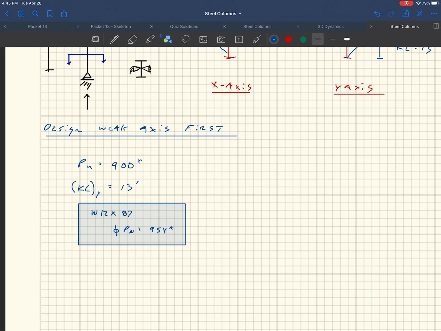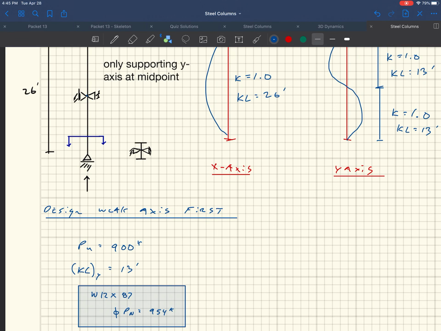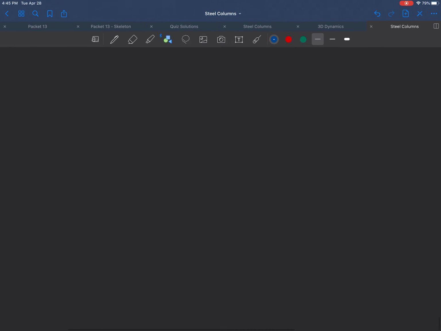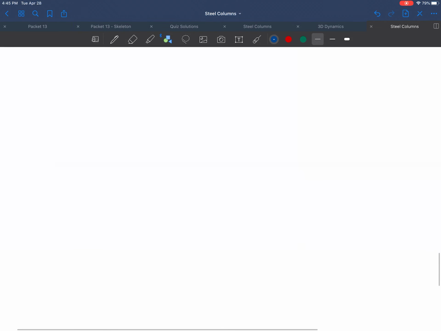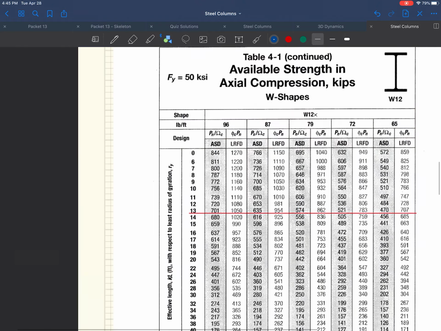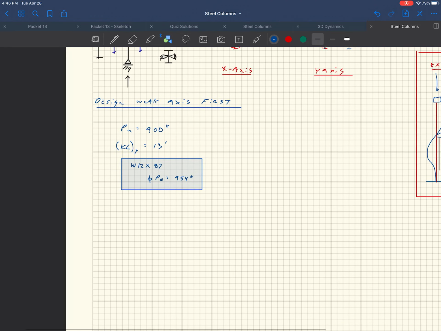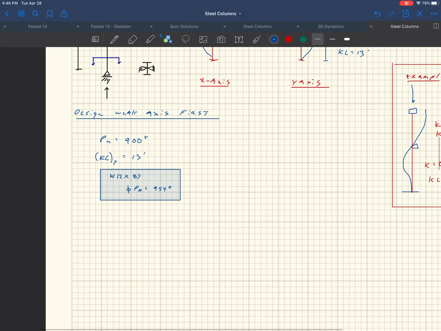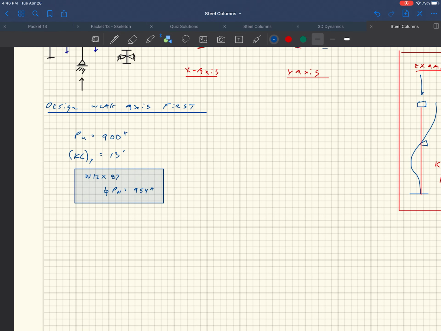Now, the next part, so that we're not done yet, because we have to check this 26 footer. And so what we need to do is come up with a member here that's going to work. Or sorry, we have to come up with a KLY equivalent. And so we need rx over ry. So what we would do is we'd go for a W12x87 and look up rx over ry.